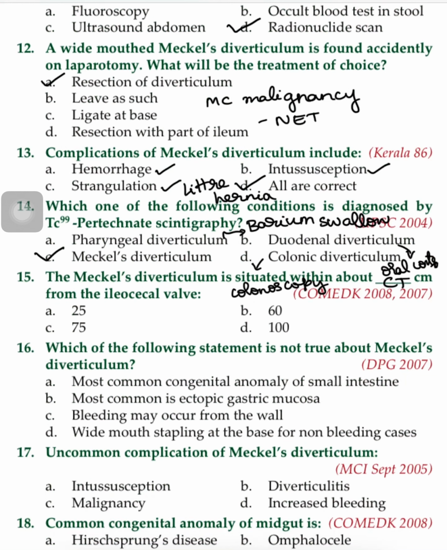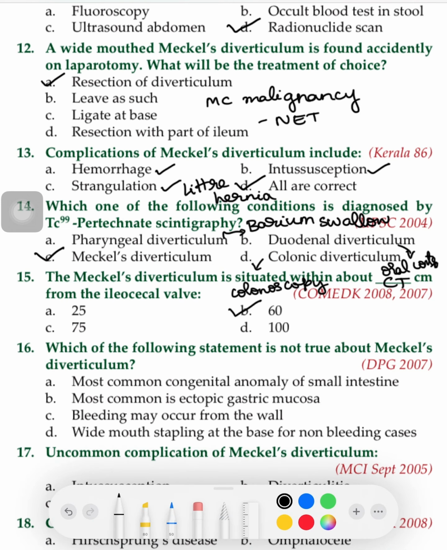The Meckel's diverticulum is situated within how many centimeters from the ileocecal valve? It is usually 60 centimeters. Which one of the following statements is not true about Meckel's diverticulum? It is the most common congenital anomaly. That's a true statement. The most common is ectopic gastric mucosa. Yes. It can also harbor pancreatic mucosa. Bleeding can occur from the wall because of the gastric mucosa. Yes. Wide mouth stapling at the base for non-bleeding cases. So it is done for bleeding cases, that is the removal of Meckel's diverticulum. So this is the answer.